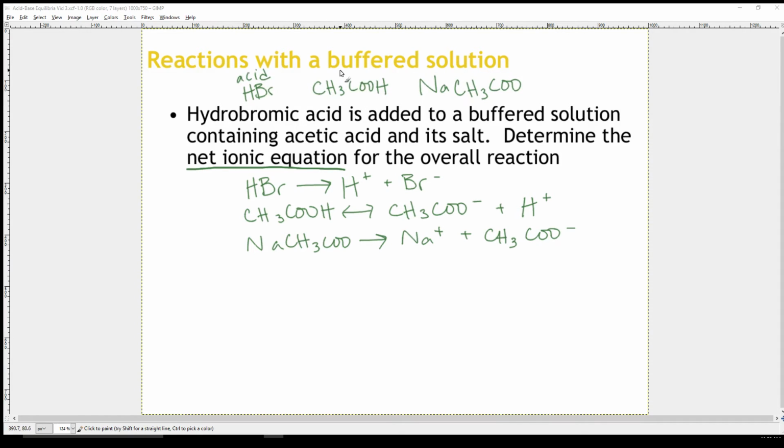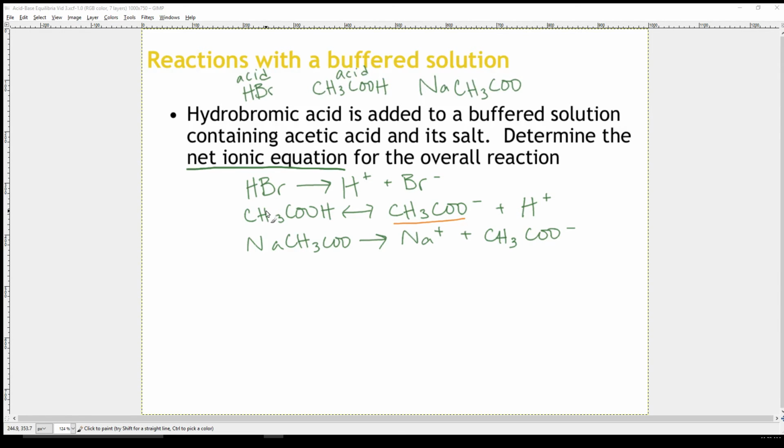And acetic acid, oh, that's another acid. So that's not what we want. We don't want to be showing hydrobromic acid being added to another acid. We want to show it reacting with a base. And I know that acetic acid creates a conjugate base.